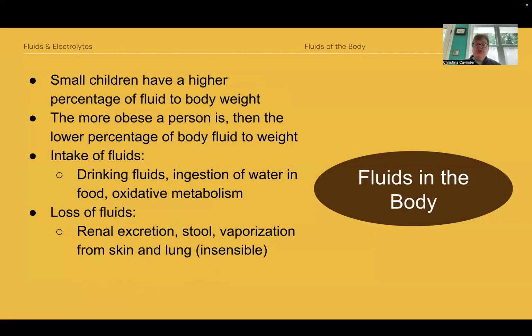So the smaller the child, the higher the percentage of fluid to body weight. That's why if you're worried about a patient being dehydrated, the one you worry most about is a newborn baby because they have such a high percentage of water. So we all know, or maybe you don't know, but most people know.